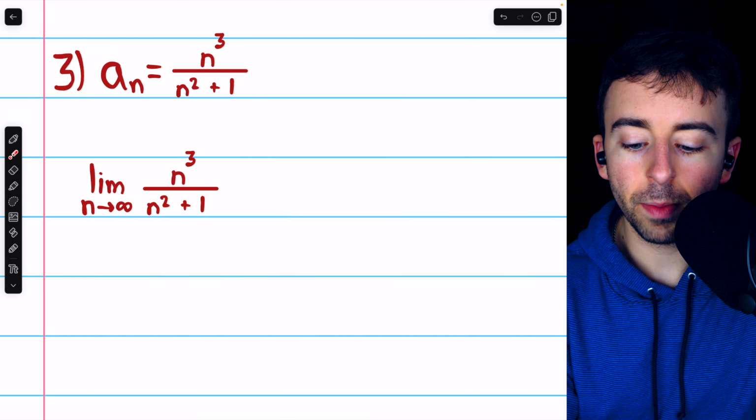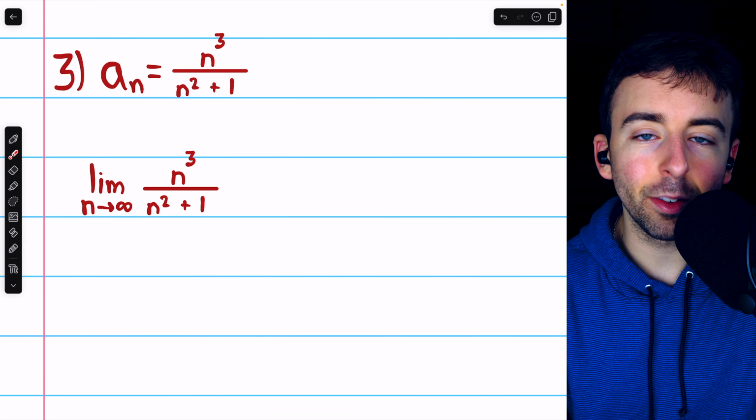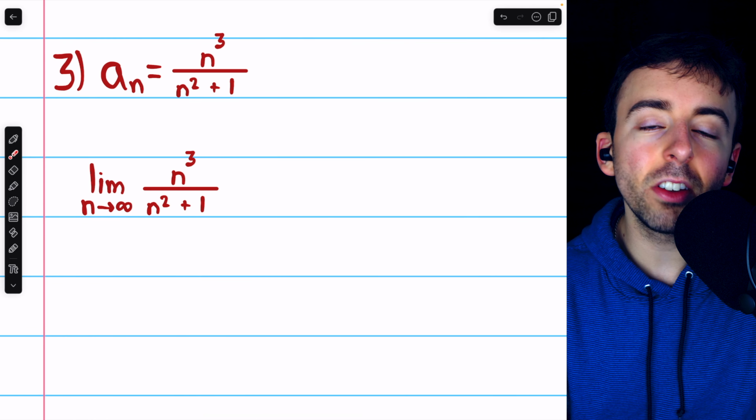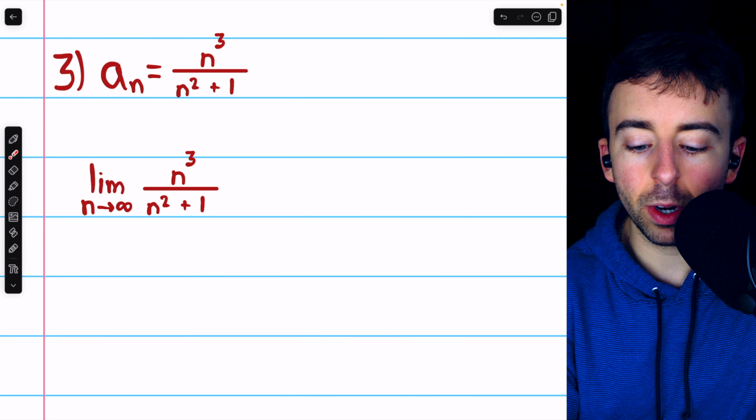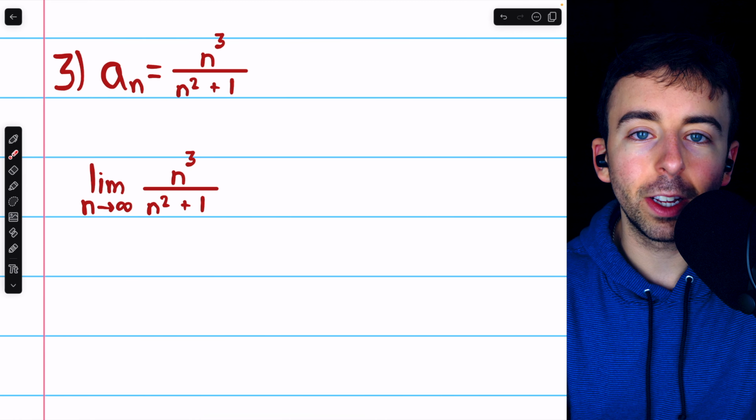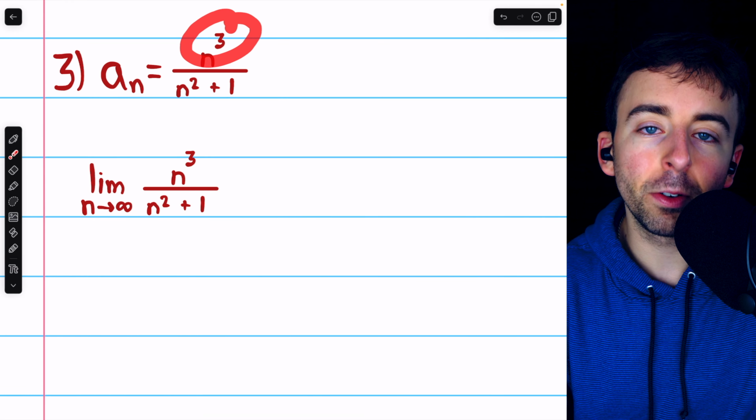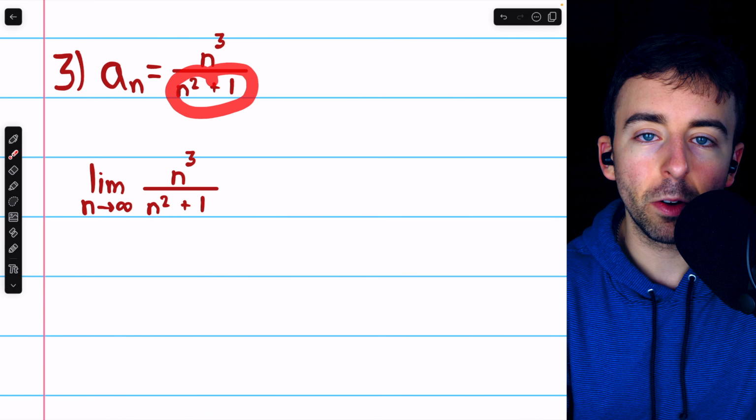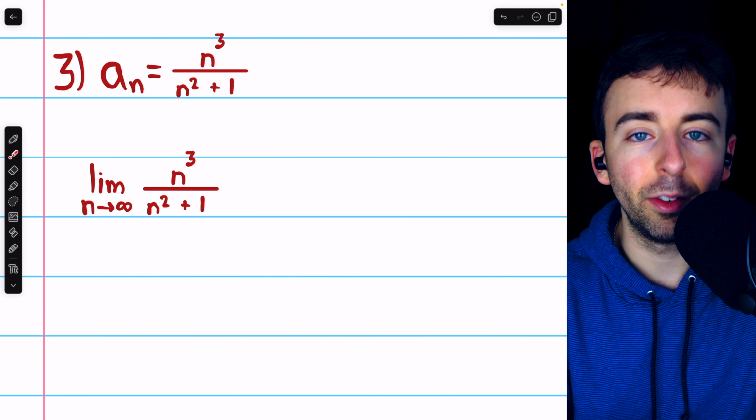Here's the third example, n cubed over n squared plus 1. This looks a little bit like the first example because we have a ratio of 2 polynomials, but they don't have the same degree. The degree of the numerator is 3, and the degree of the denominator is 2. So really what's going to happen here is the numerator is going to get arbitrarily large more quickly than the denominator. The limit doesn't exist, the sequence just diverges to infinity.